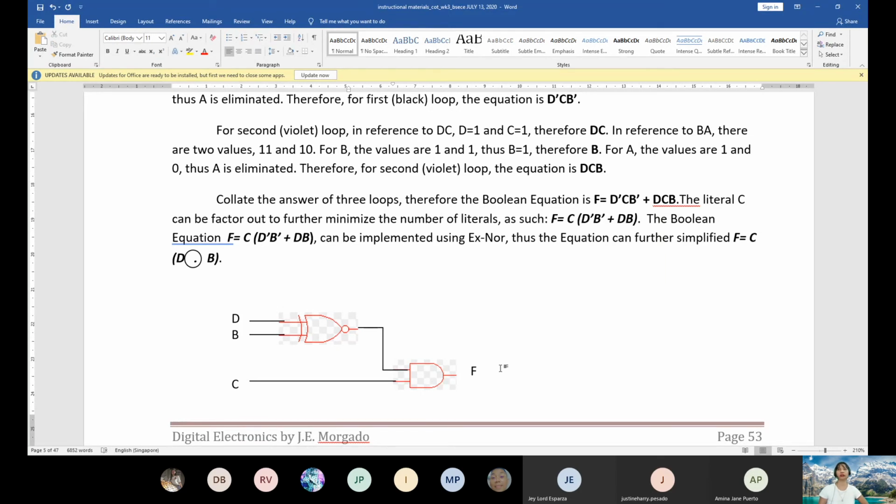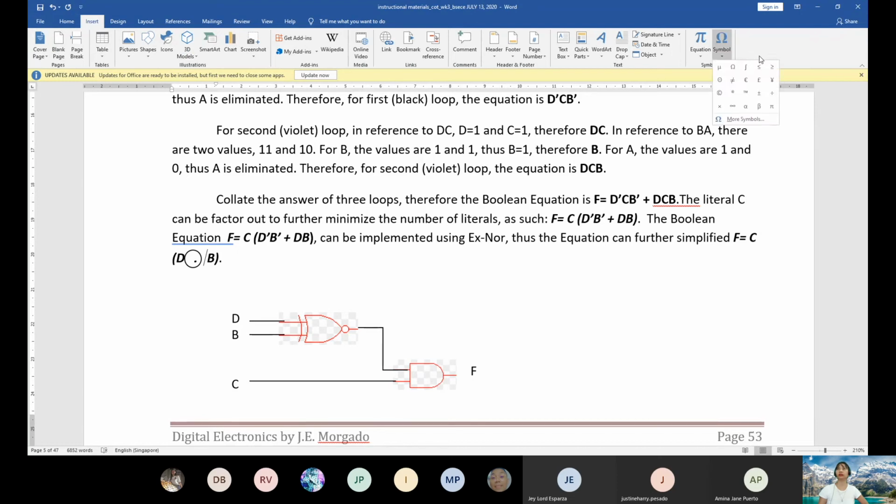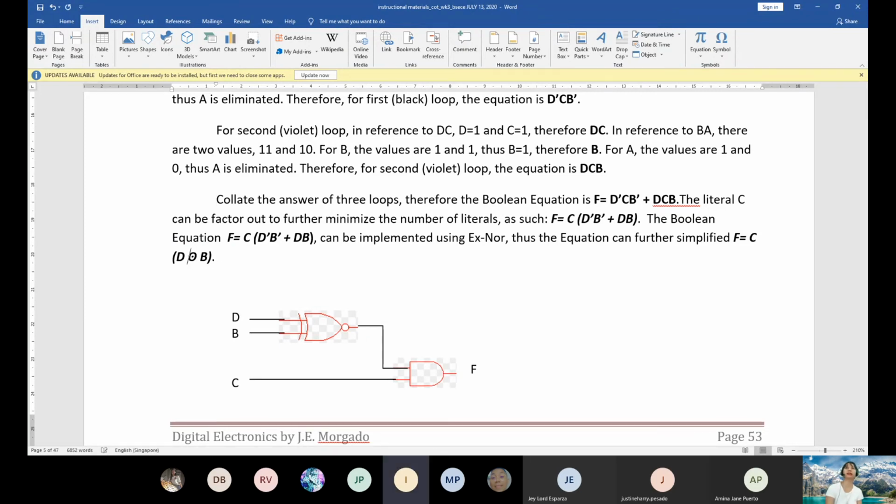Question? Question? This one's better. Question, class? None. None po, ma'am.